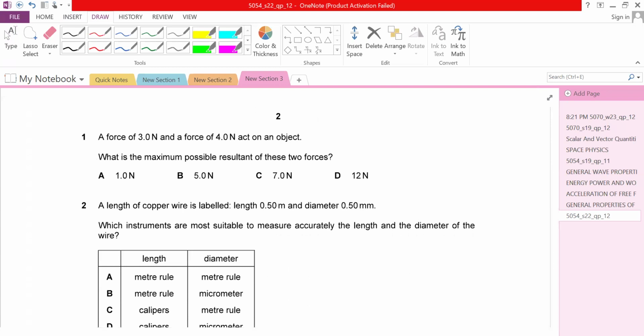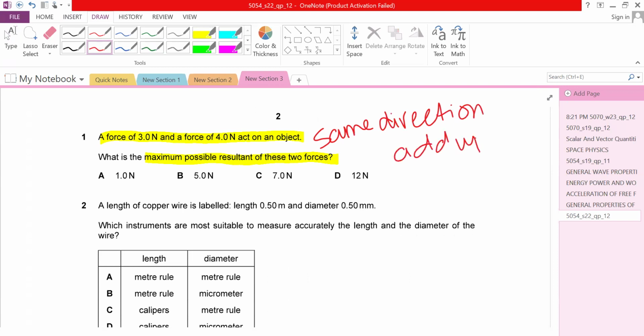Question number 1. A force of 3 Newton and a force of 4 Newton act on an object. What is the maximum possible resultant of these two forces? Maximum possible resultant means that the forces are in the same direction. When the forces are in the same direction, you add them, which will be 3 plus 4, it's 7. So the correct option is 7, which is C.